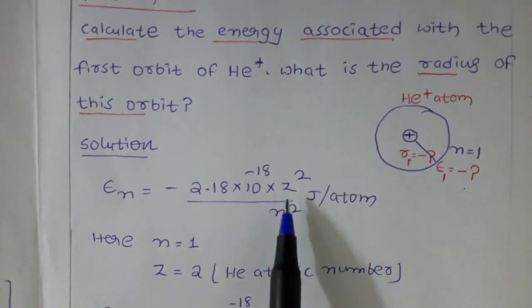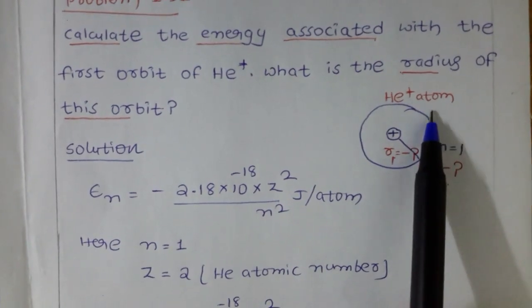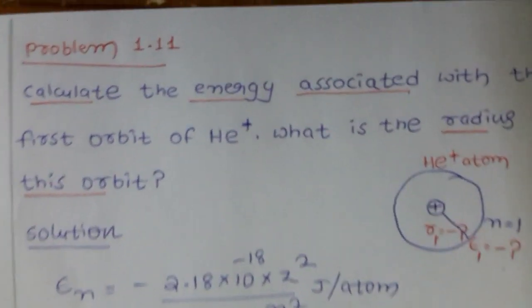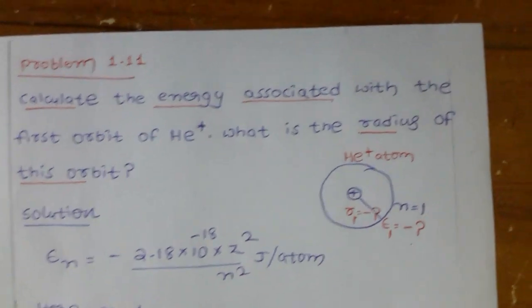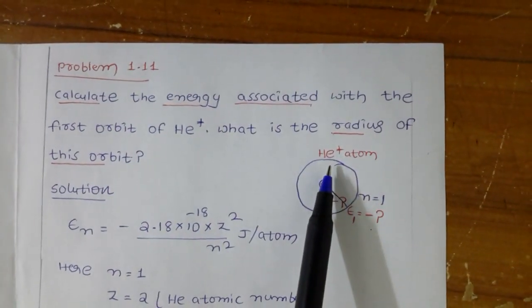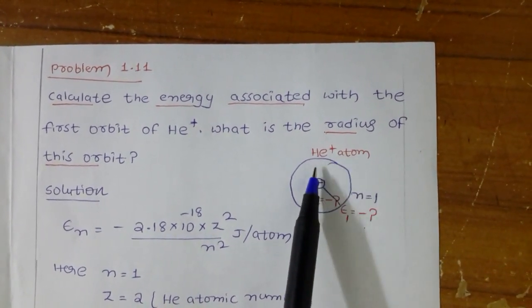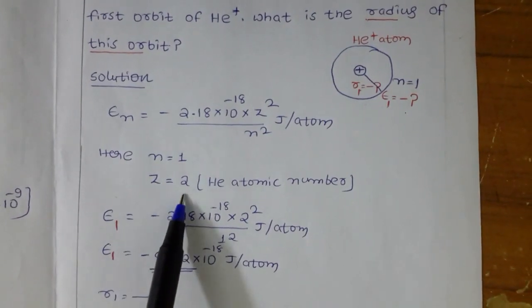Now come to Z. What is given here? He plus atom. I remember we already discussed that Bohr's model is applicable to only one-electron containing atoms. So He plus means it has only one electron. So now Z equals 2.